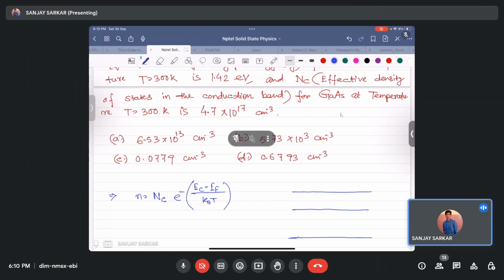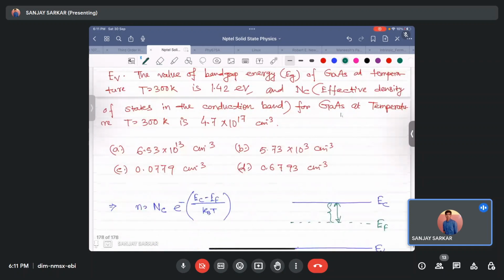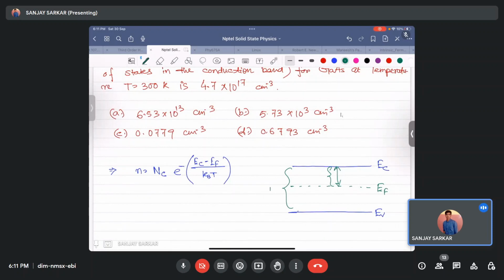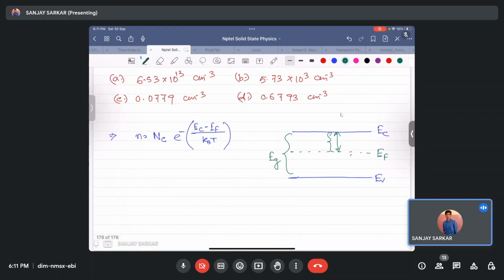Let's say this is the conduction band energy, this is the valence band, and somewhere between there is the EF. In the previous question, 0.22 electron volt was directly given, but in this question it is not directly given. So you need this energy gap. What is given in the question? The total energy gap Eg is given, and it says that the Fermi energy is 0.30 electron volt above the valence band energy. So this energy is given.